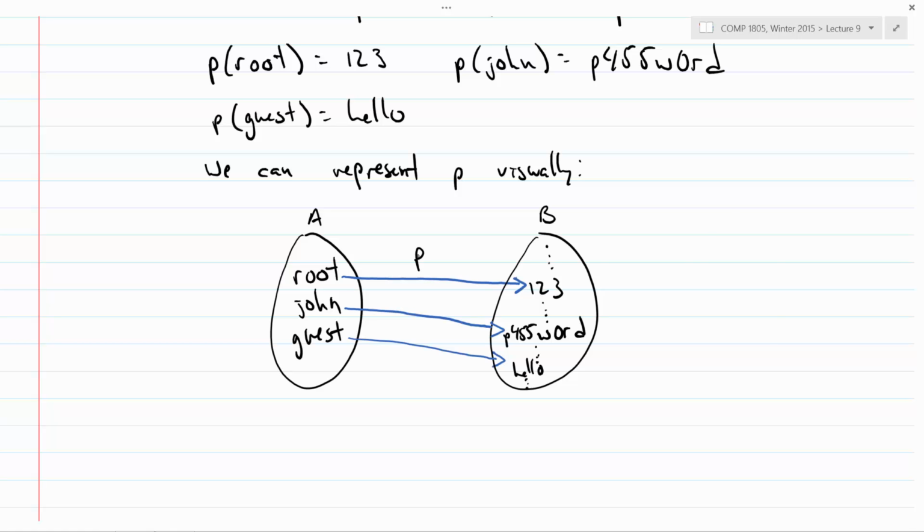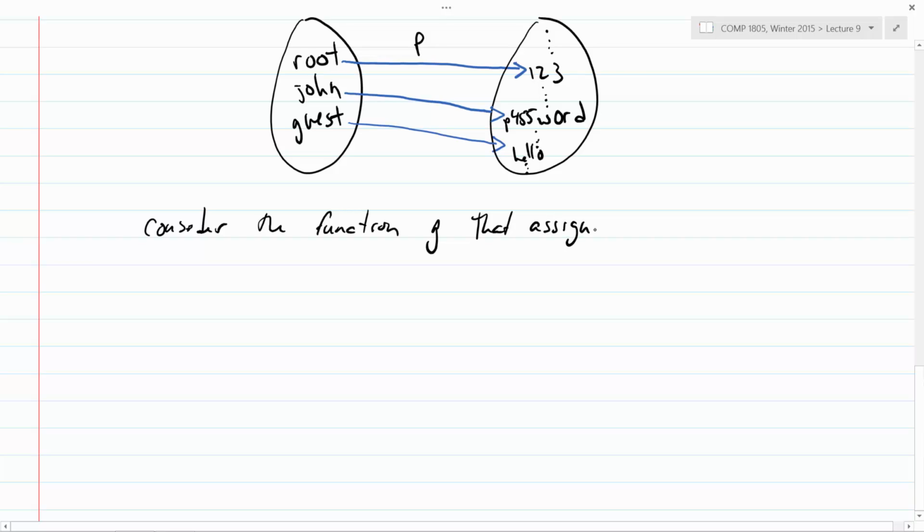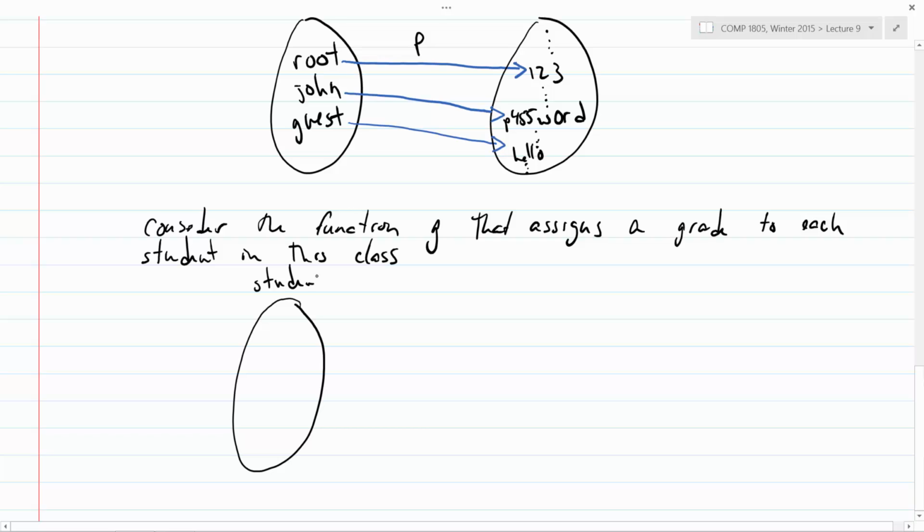All right, so let's do another example. So consider the function, I'll call it G, that assigns a grade to each student in this class. All right, so there's lots of different ways you could represent this. Let's represent it visually, because that's what we're learning. So we have this set on the left, and this is our set of inputs. And really, this is the set of students in this class.